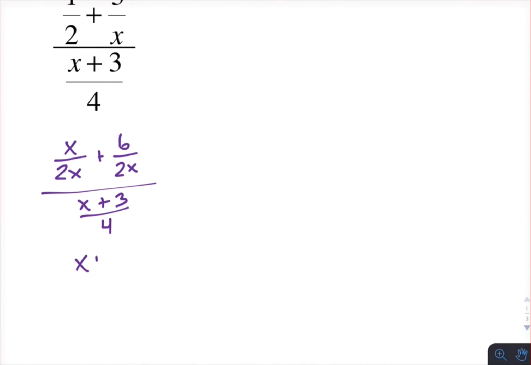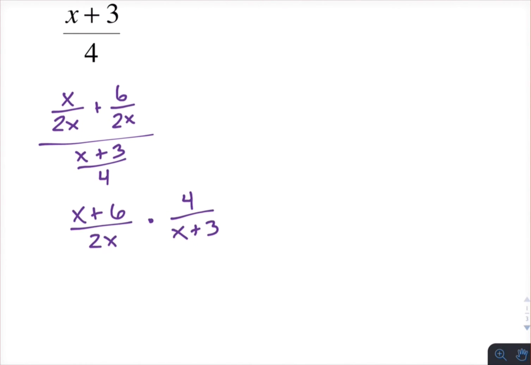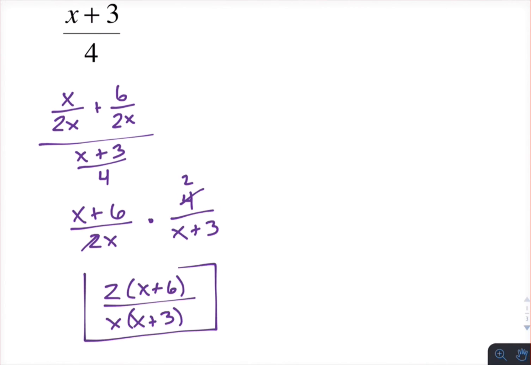So now I have x plus 6 over 2x divided by x plus 3 over 4. So what we'll do is just flip and multiply. And now, multiplying fractions, we can cancel anything in the numerator that has a common factor with the denominator. So we are left with 2 times x plus 6 over x plus 3 times x. So that is method one.